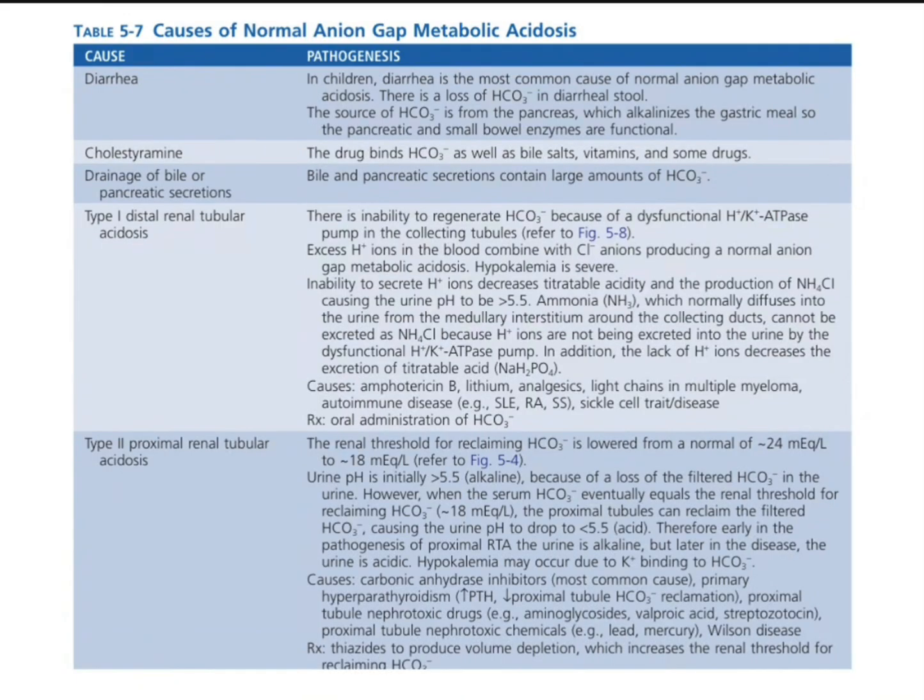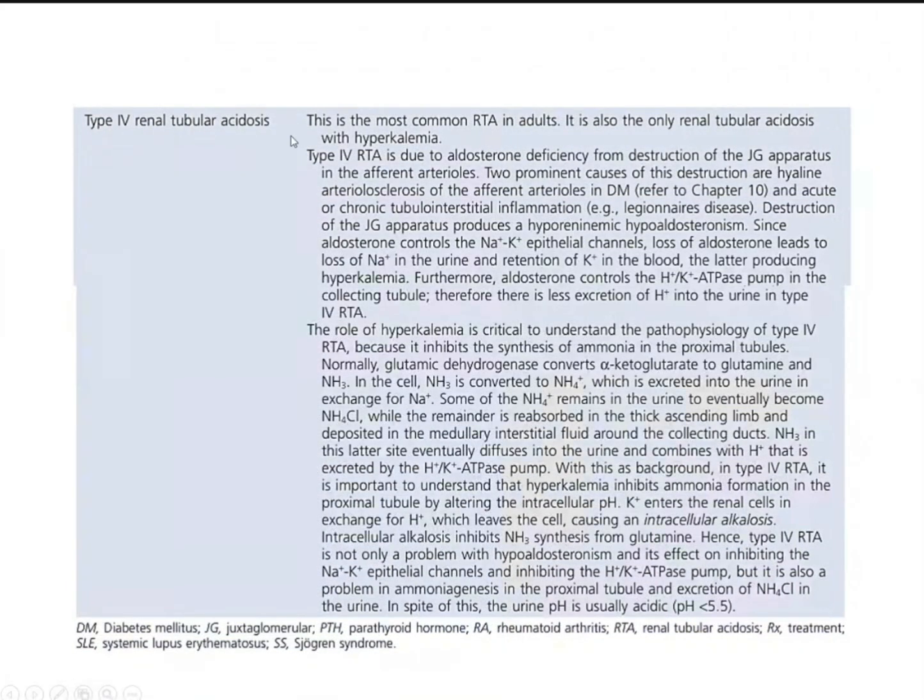Causes again include diarrhea, bile acid sequestering agents like cholestyramine, drainage of bile, and then there are 2-3 types of renal tubular acidosis, which causes normal anion gap metabolic acidosis. You have type 1, which is the distal renal tubular acidosis, type 2, the proximal one, and you have type 4, the renal tubular acidosis. So in type 4, there is utilization of the buffer which uses ammonium ions, and there are different mechanisms and different regulatory hormones involved in all this, right? So this you can read at your leisure.